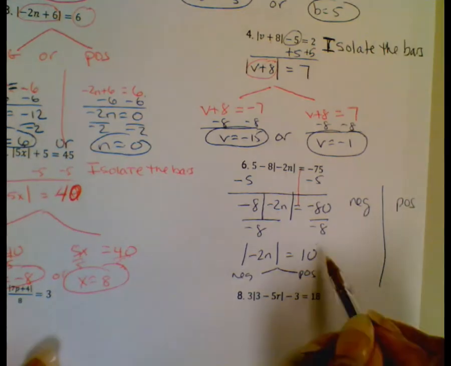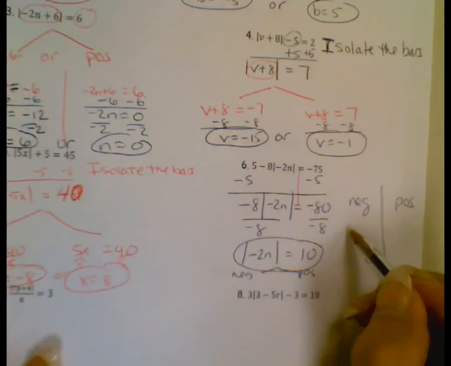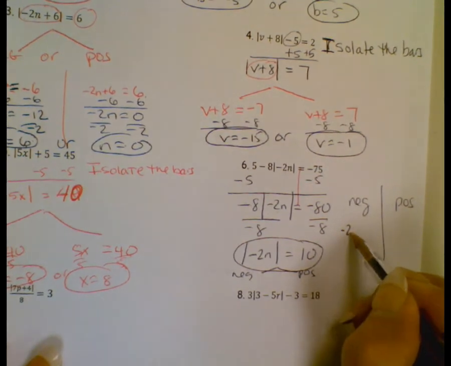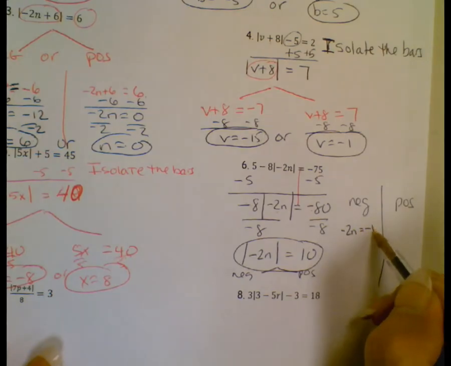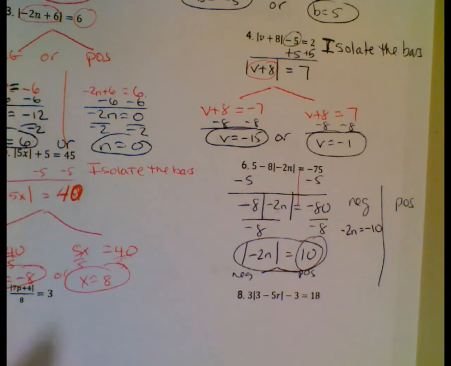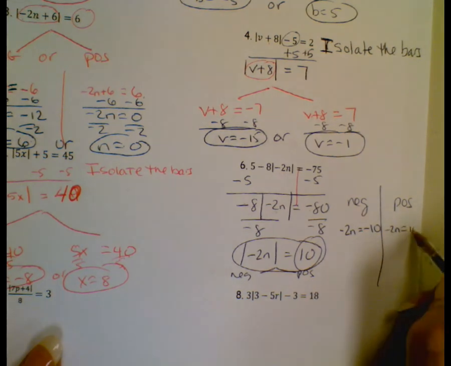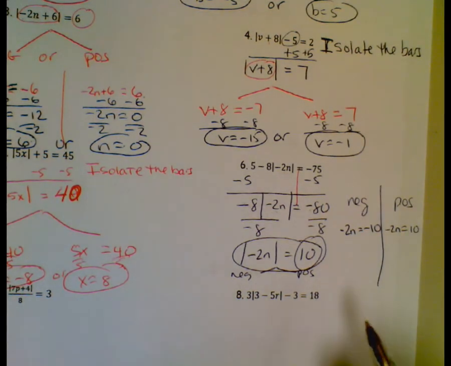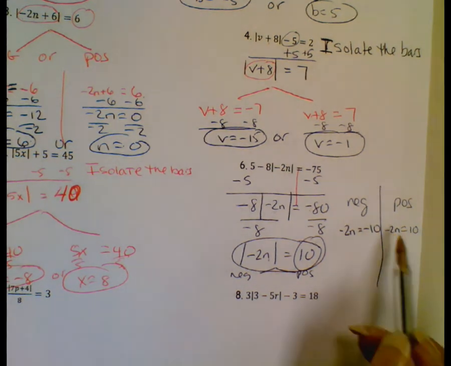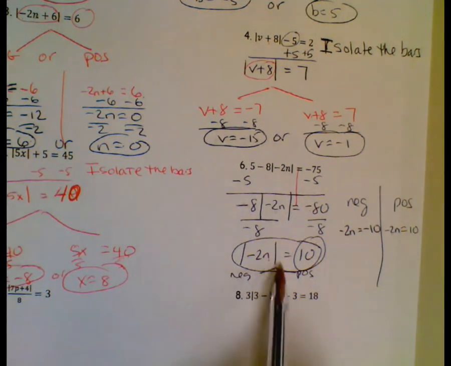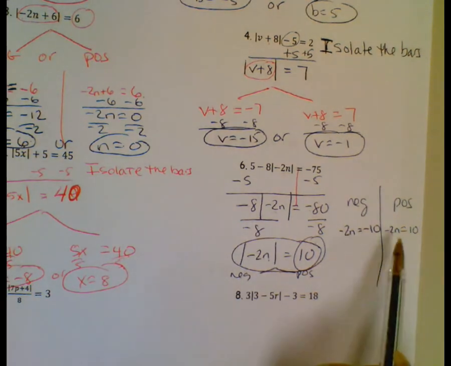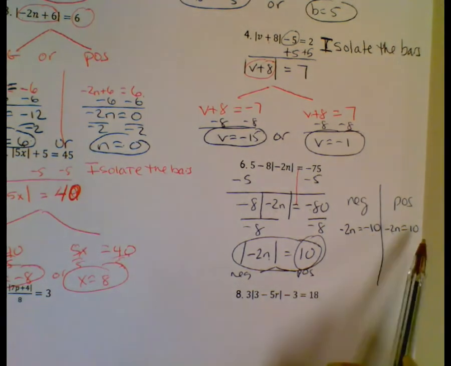Okay? So if you're writing this with the negative, you're getting rid of the bars: -2n equals -10. It's this that changes to the negative. What's in the bars doesn't change. So then this one is -2n equals +10. The 10 is either -10 or +10. But the -2n is -2n on both sides. So what's in the bars is protected. It's the number on the outside that changes to -10 or 10.